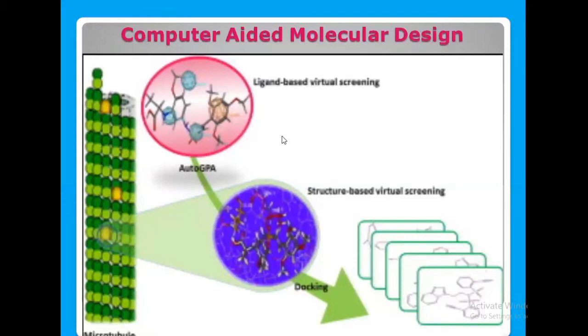Any compound is called a ligand here. If you are approaching the structure of any ligand, there are two methods. The first method is ligand-based virtual screening, in which the drug molecule or the molecule of interest is called the ligand. So you are analyzing the ligand through virtual screening, then it is called ligand-based virtual screening. For that you have AutoDock software or server.